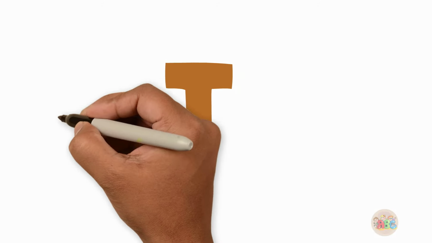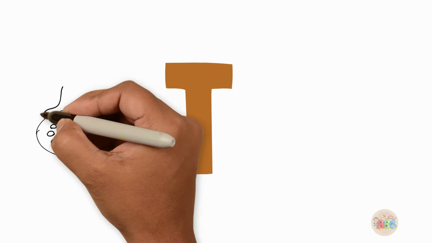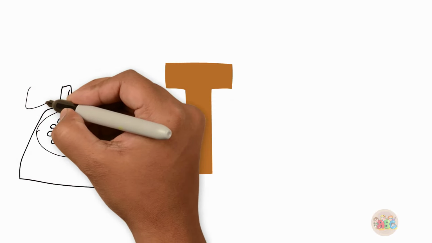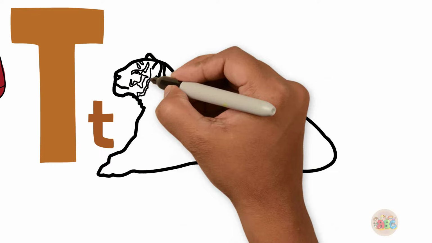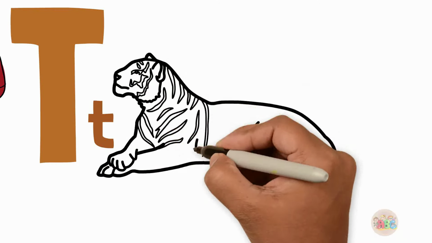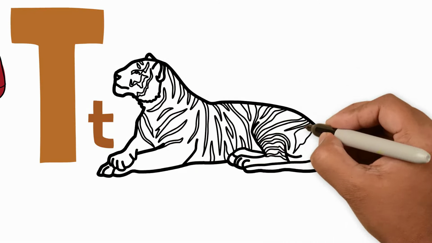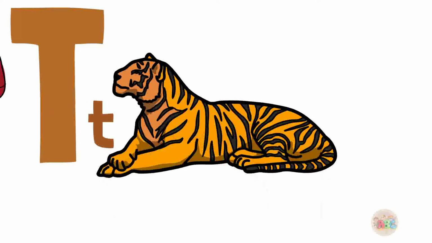T. T is for telephone. Say with me, telephone. Again say with me, T is for tiger. Tiger.